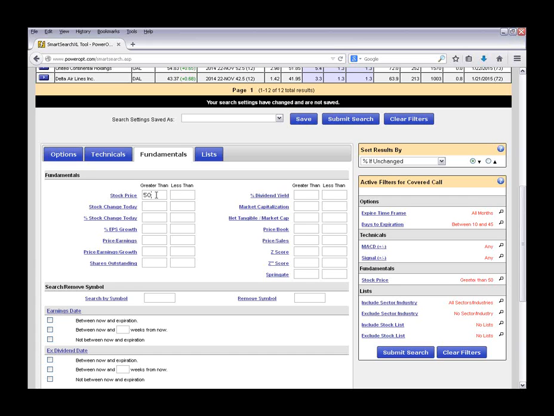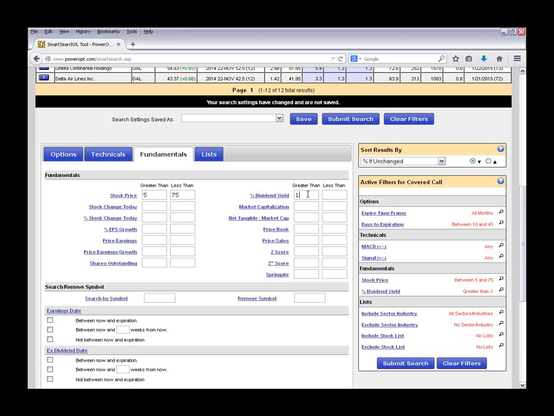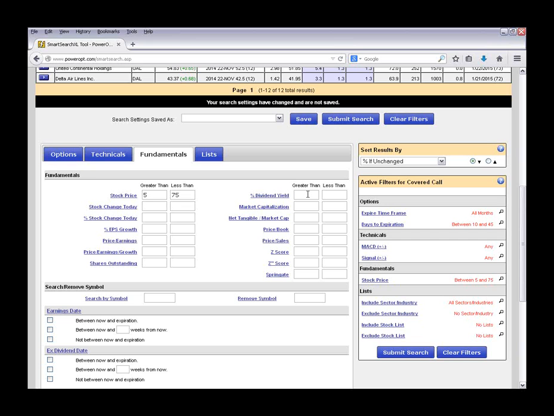I'm going to go back to my range for right now. We're going to go $5 to $75 per share. If I wanted to look for stocks to pay a dividend for my covered call opportunities, I might just put in a percent dividend yield of maybe 1% or maybe 2% minimum and then see what results I get. But we're going to leave that off right now.